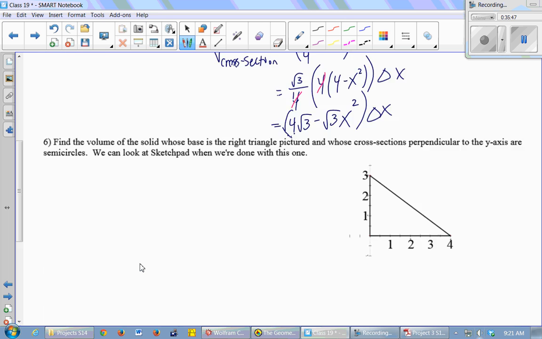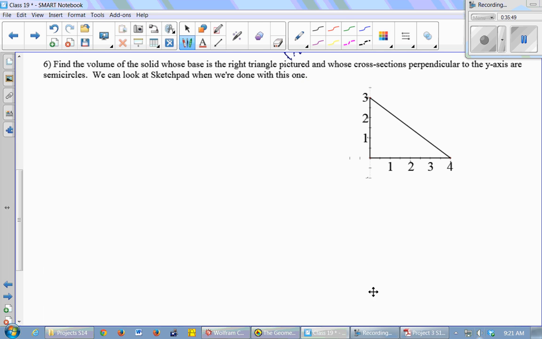Okay, do one more of these together. I want to find the volume of the solid whose base is this right triangle. And I graphed it in the xy plane. It's tough to see, but there are xy axes there. This is its base, and its cross sections are perpendicular to the y-axis. So they're going to be coming out of the board, but they're going to be perpendicular to the y-axis and not the x this time.